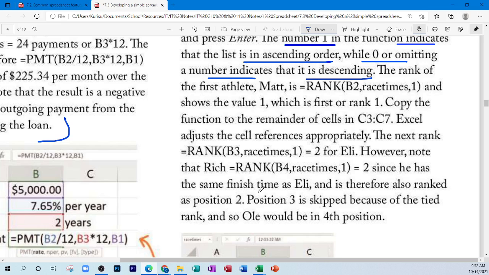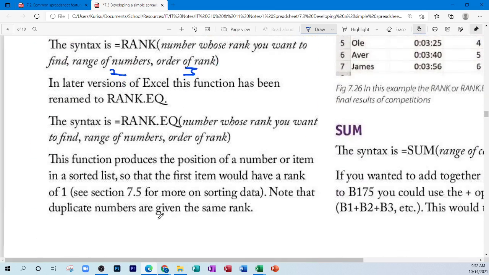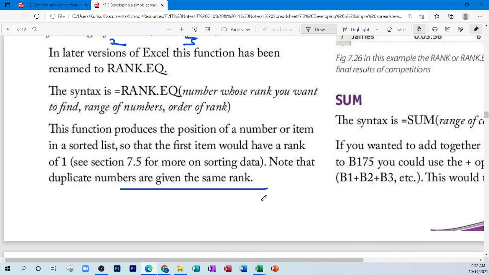Good. So let's see. Also rank the position 2. Position 3 is skipped. So the next position is 4th. So some information that we should take away from rank.